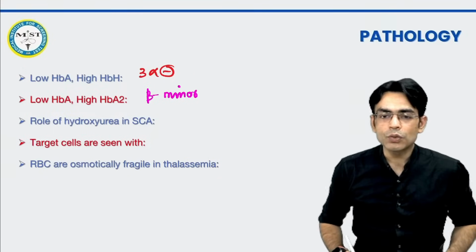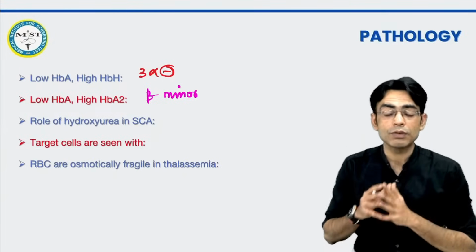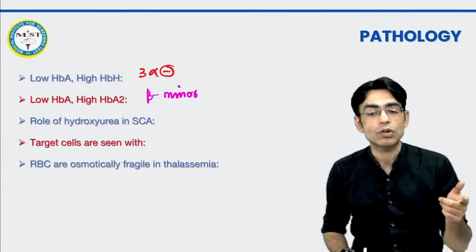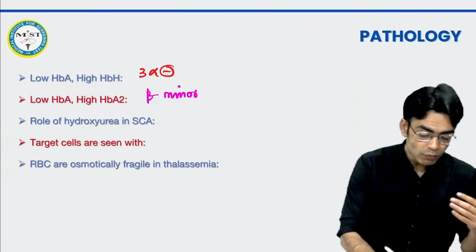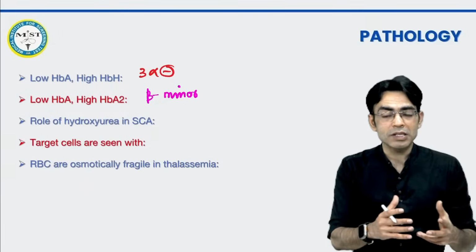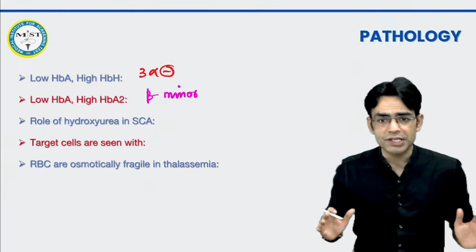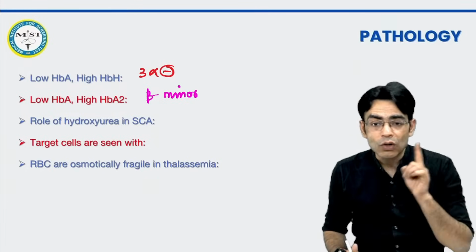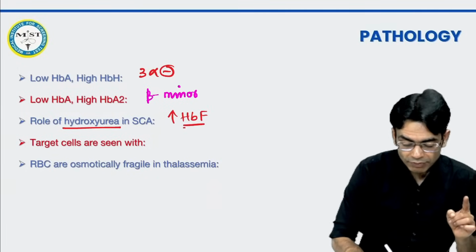Role of hydroxyurea in sickle cell anemia. Whenever a patient of sickle cell anemia comes to us, there are two things we do immediately. We start with hydroxyurea and we give oxygen therapy. ठीक है, क्यों? Because we know that these sickled RBCs, when we give them oxygen, it reduces sickling. And why we are giving hydroxyurea, if they ask you, to increase the level of HbF.